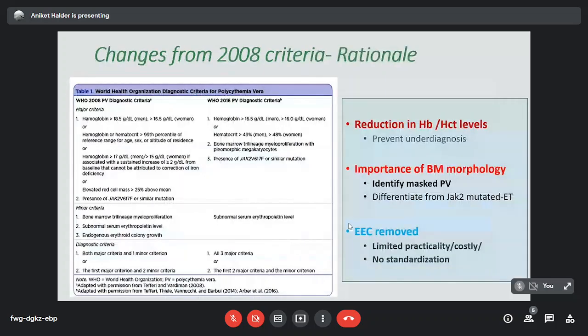Now, if we compare the 2016 criteria with the 2008 criteria, we can see that some important changes have been made. In the 2008 criteria, a hemoglobin level of more than 18.5 gram per dl in males, and more than 16.5 gram per dl in women was used. Whereas in the WHO 2016 criteria, the levels have been decreased. This reduction in the hemoglobin or hematocrit levels for diagnosing polycythemia vera has been done to prevent underdiagnosis of polycythemia vera cases.